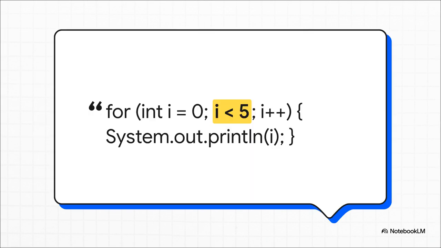Here's that classic for loop. It's built for when you know the exact number of repetitions. See how it works?